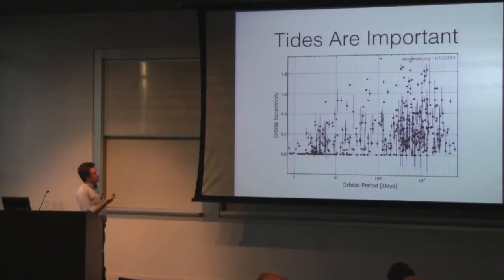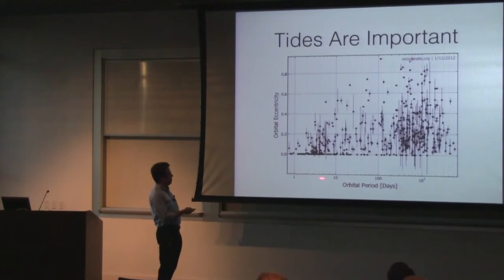Well, there's another clue. This is another plot from about the same time. Orbital period on this axis, eccentricity on this axis. And if you squint, you can see there's a nice curve of sort of the maximum eccentricity as a function of orbital period.